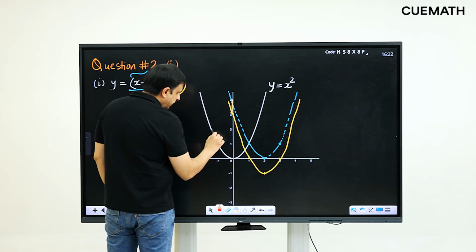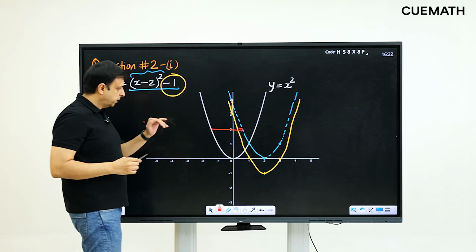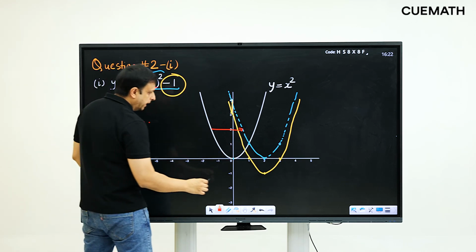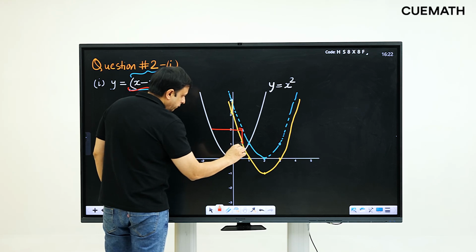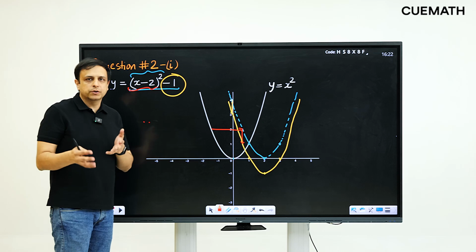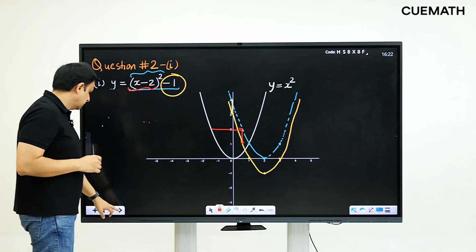First, a horizontally rightward shift or a delay of 2 units because of this x minus 2 square, and then a downward shift of 1 unit because you had this minus 1 here. So that is how you think of combinations of translations.